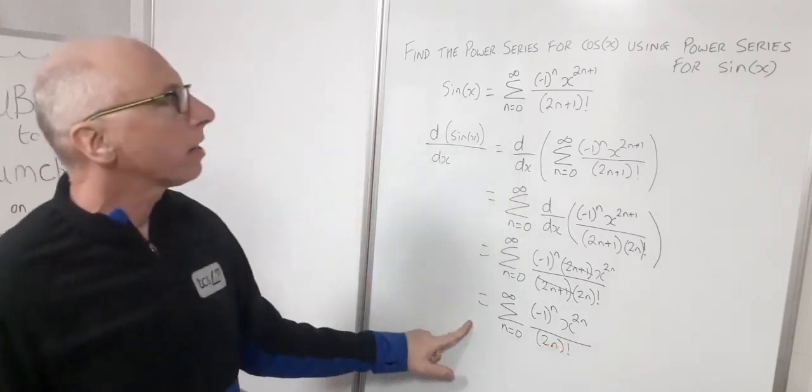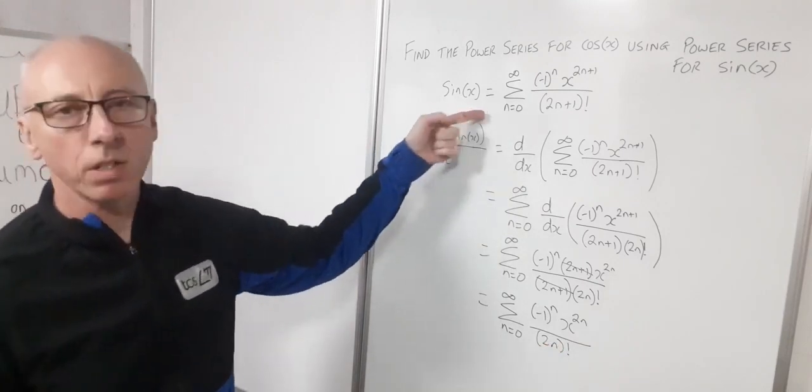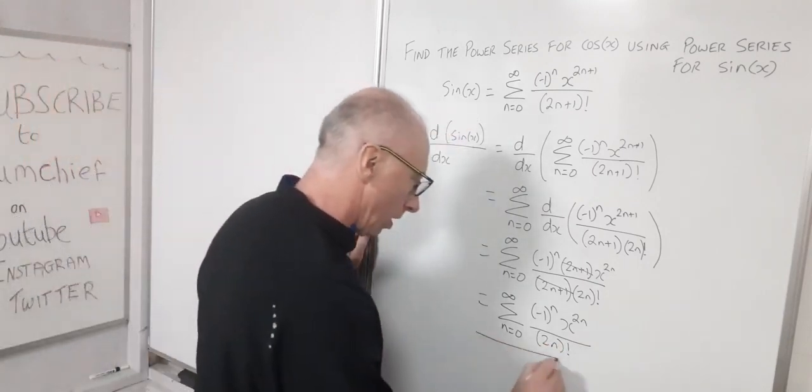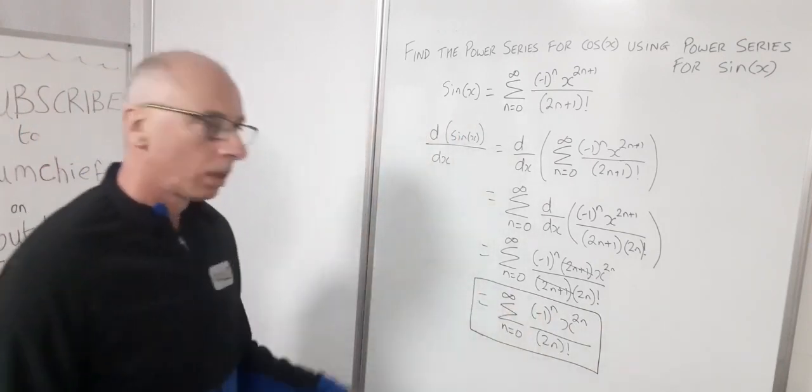And that there is my power series for cosine, found by taking the derivative of the power series for sine. So therefore that is our answer.